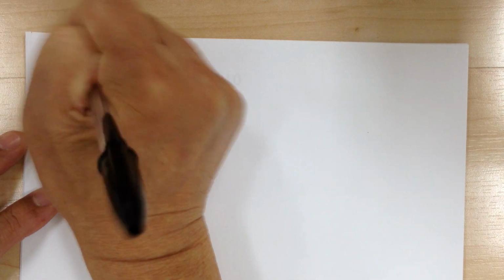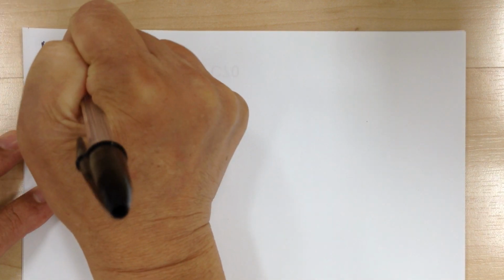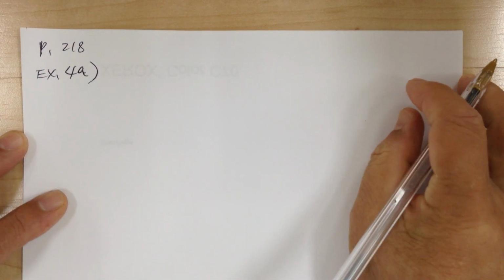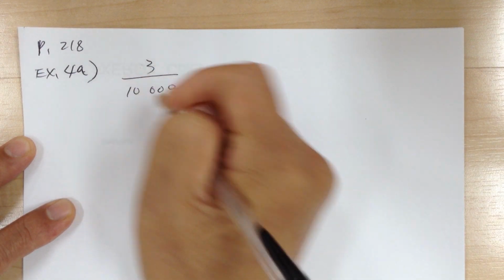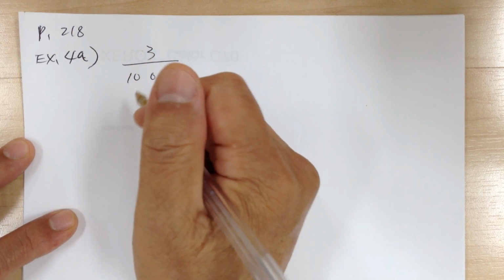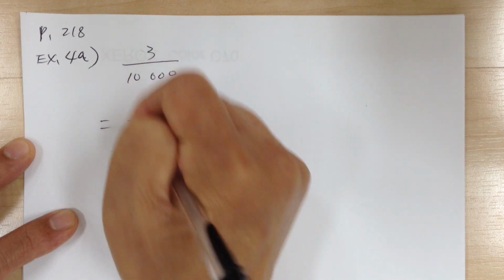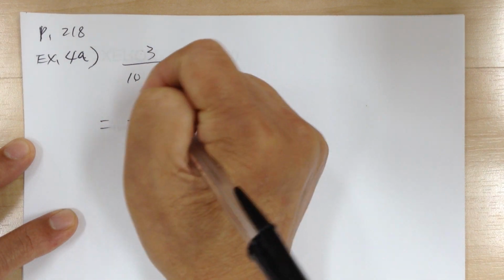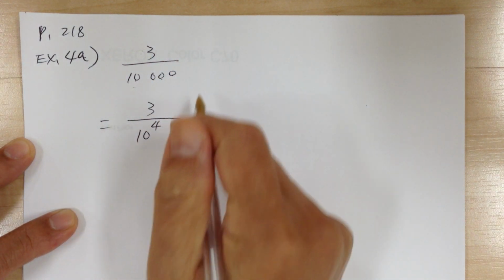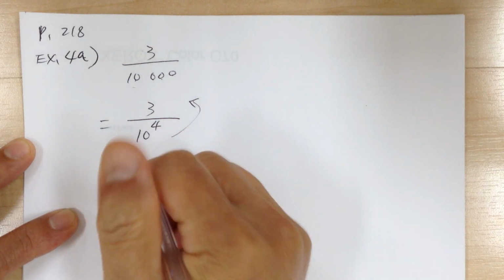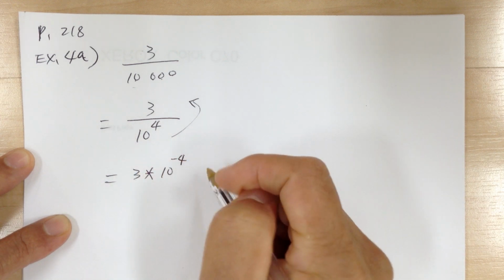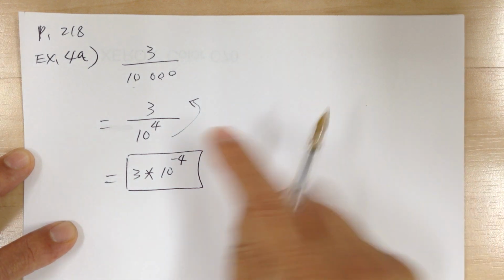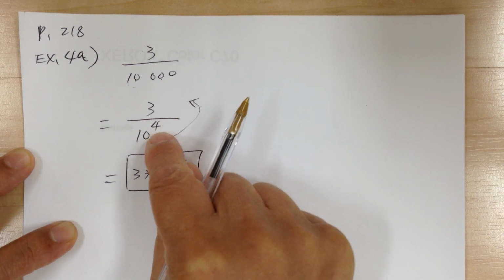Okay, let's go to example 4. It says write without using a fraction. So A is 3 over 10,000. First you need to write this in exponential form. So this is 3 over 10 to the 4th power. There's 1, 2, 3, 4 zeros, right? Now we're going to flip it over, no fraction. So you need to move this up. To move this up, you have to change the sign of the exponent. So this becomes 3 times 10 to the negative 4. Again, when you switch sides, the sign of the exponent will change.